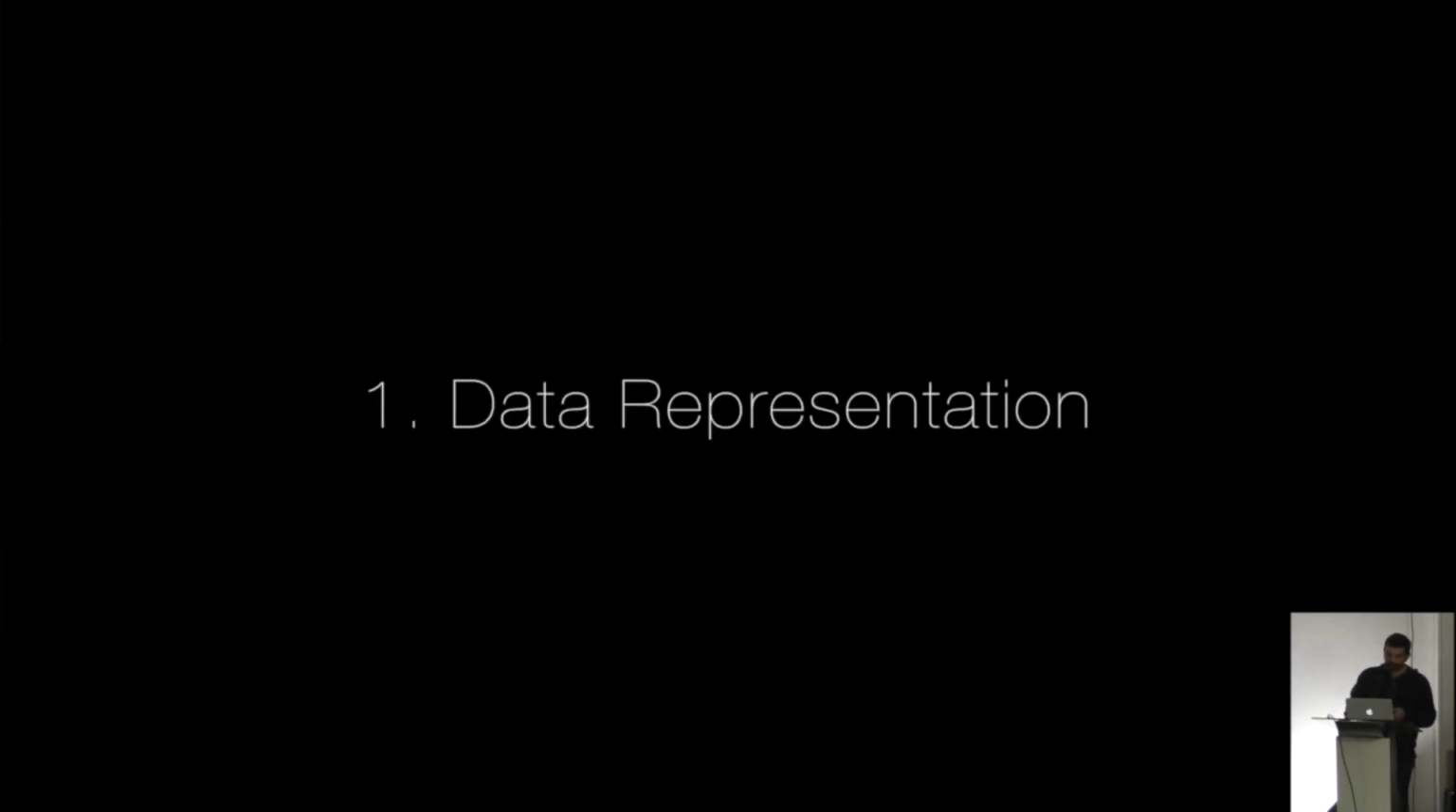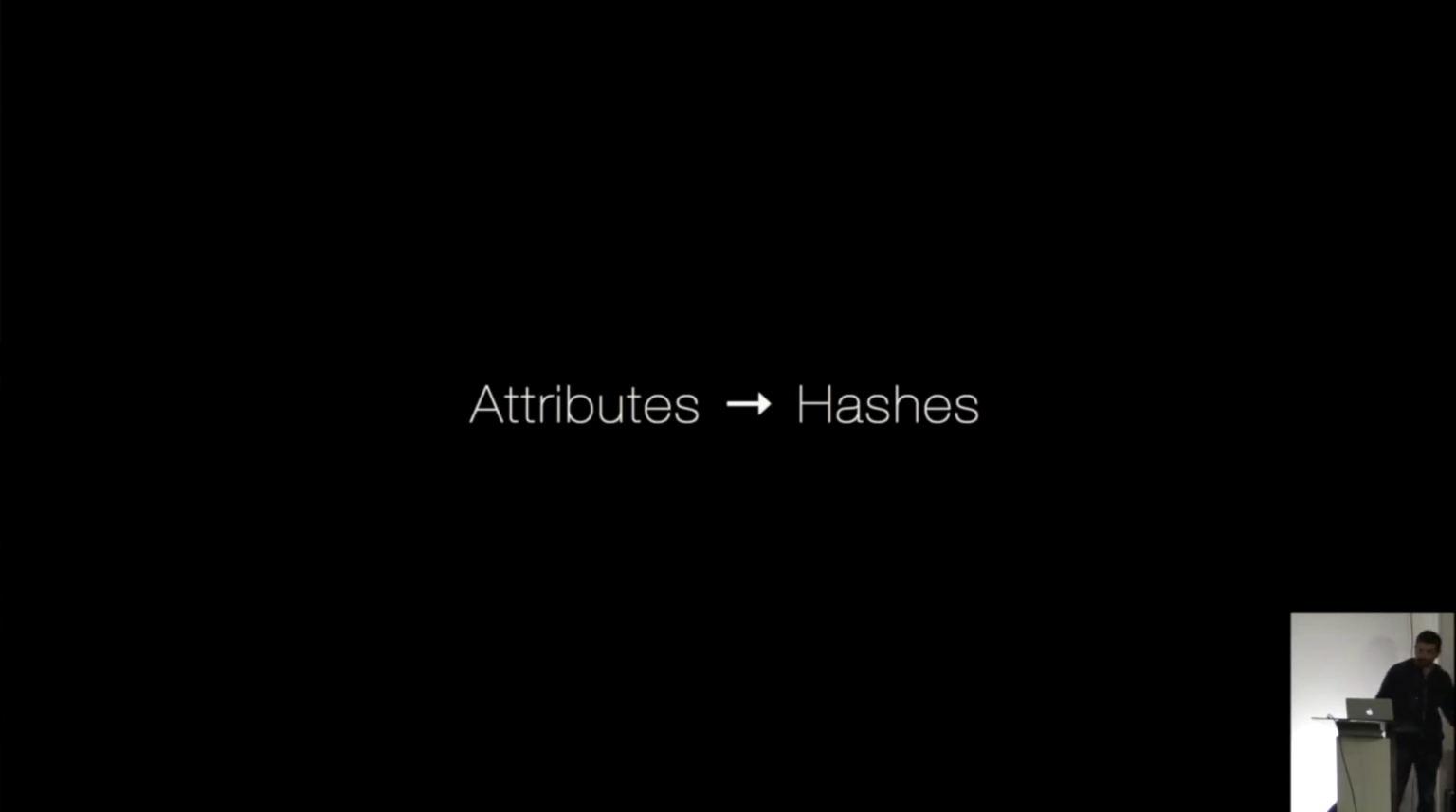So the first one, it's maybe trivial, because Redis has two data structures that are perfect for representing the attributes and the indices. So for the attributes, we will use hashes. And for the indices, we will use sets.